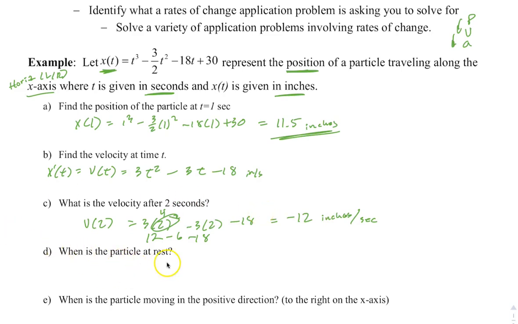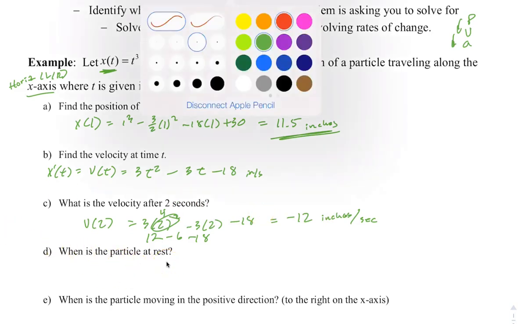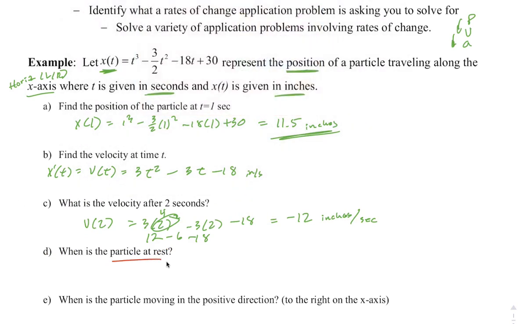When is the particle at rest? Particle at rest means it's not moving, so its velocity is 0, because it's stopped moving. So we're going to set our velocity equal to 0. Now keep in mind, we're looking for time. We're not going to plug in 0 for time, because we're looking for time. We're going to set the velocity equal to 0. It's very important there. A lot of people mess that up. When is the particle at rest? We're looking for t, so we set our velocity equal to 0.